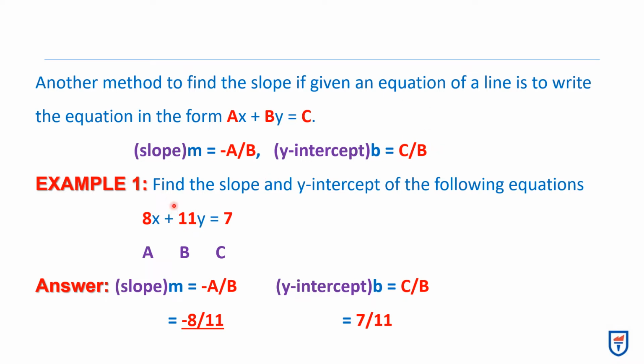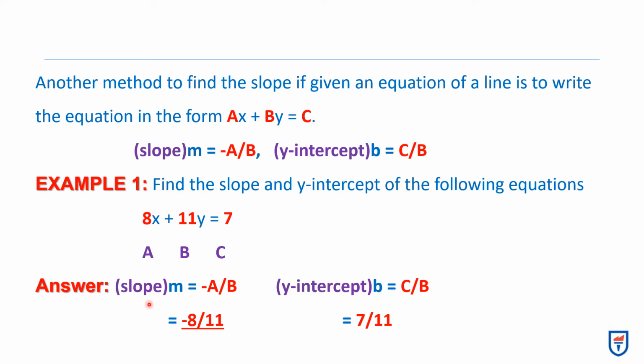For an example below, it says find the slope and the y-intercept of the following equation, which is 8x plus 11y is equal to 7. This equation is already in the form of ax plus by is equal to c. So now we simply label our first term 8x as a, and then our b and our c.